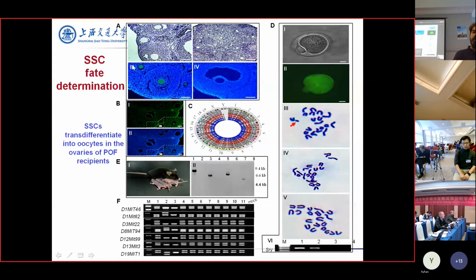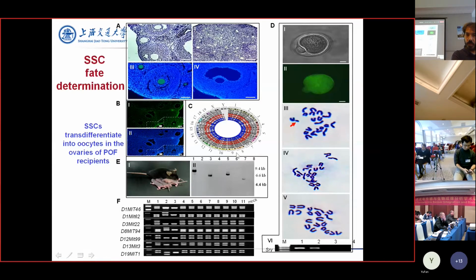We can see the spermatogonial stem cells can differentiate into oocytes labeled with GFP. When we take single GFP-labeled oocytes to sequence, we can see the Y chromosome in there. This indicates the cells come from the spermatogonial stem cells because they have a Y chromosome.